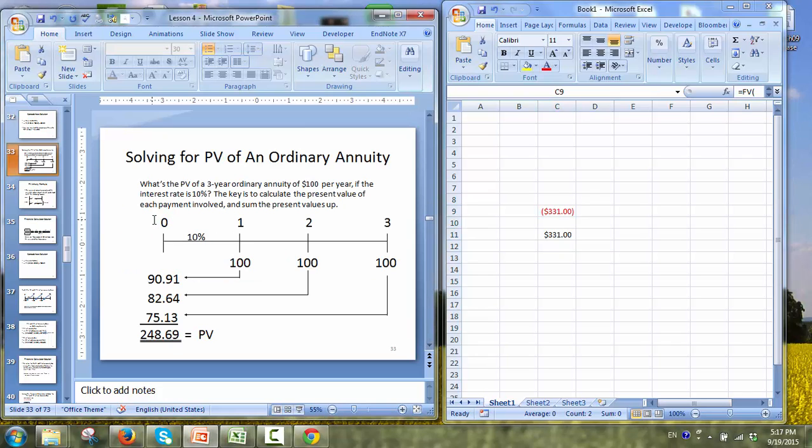If we want to solve for the present value, the idea is actually consistent with the idea of calculating the future value.